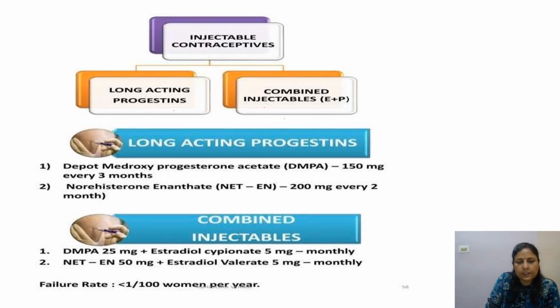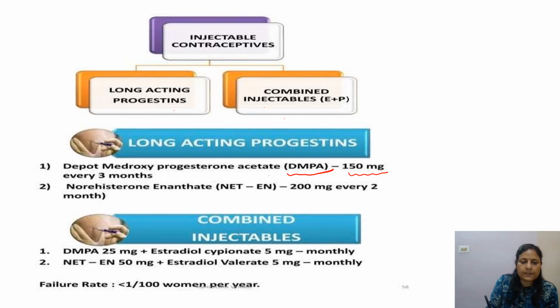Long lasting progestins include DMPA, Depot Medroxyprogesterone Acetate, in which the dose is 150 mg, and this injection you have to take every 3 months. Once you take the injection, you will have contraception for 3 months, and after that you have to again go for this injection. So it requires repeated injection every 3 months.